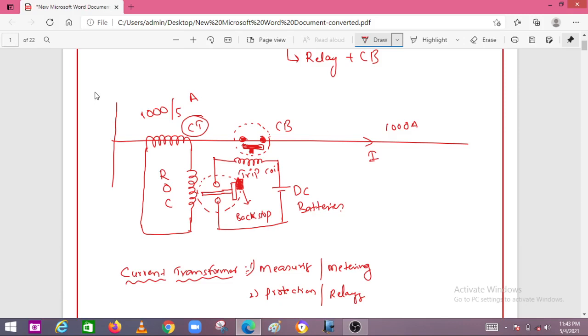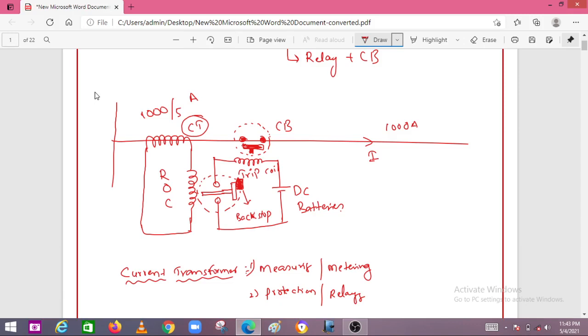So for that we are applying a simple concept. We are stepping down the current from 1000 amperes to our metering level. Generally the meters are operated at 1 ampere, 2 amperes, 3 amperes, 5 amperes like that. So the generally used CT is 1000 by 5 amperes. That means you are stepping down the current value from 1000 amperes to 5 amperes, so that you are able to measure the current.